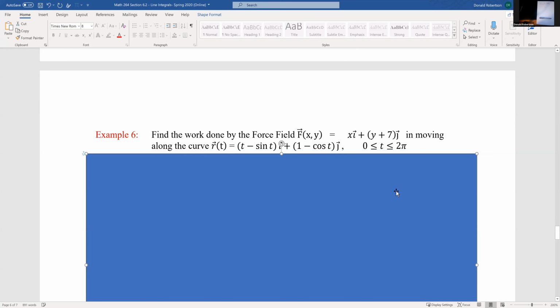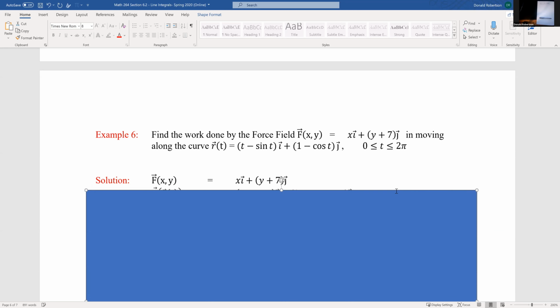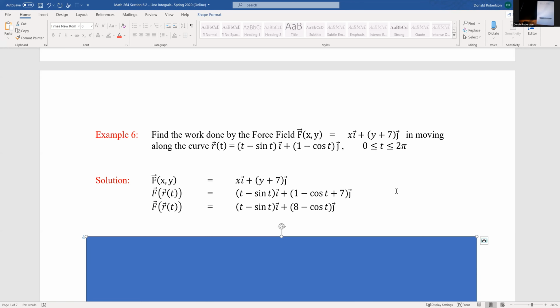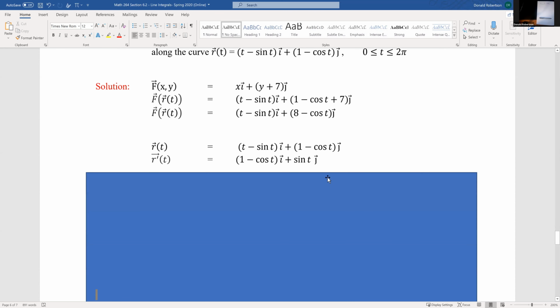So we have pretty much all the pieces that we need. Step 1, turn everything into t. Here's the force field function. Replace the x with t minus sine t. Replace the y with 1 minus cosine t. Are you comfortable that that's what it would end up being? So the x plus y plus 7 ends up being this. Now we have a parametric curve. That's C, and that's its derivative. Differentiate, differentiate. That gives me pretty much all the pieces that I want.